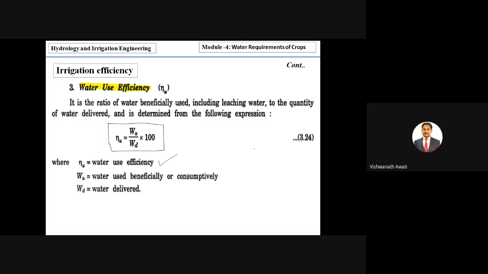It is mainly related to how much water is used by the crops, and how much is used consumptively. It includes water for plant growth as well as evaporation losses, that is consumptively used, and how much water is delivered, how much water is supplied to the crop. Correct? That is water use efficiency.